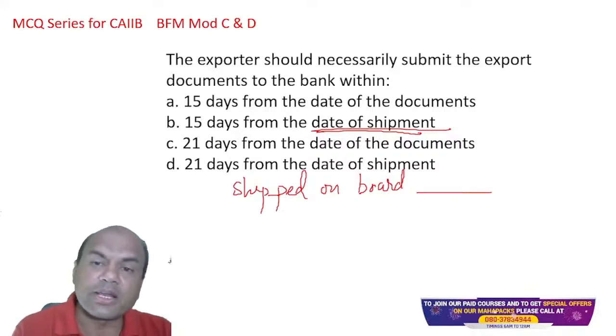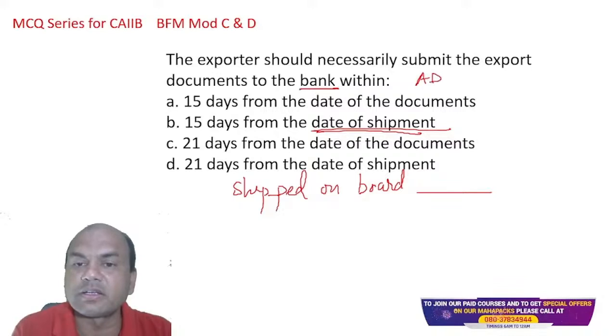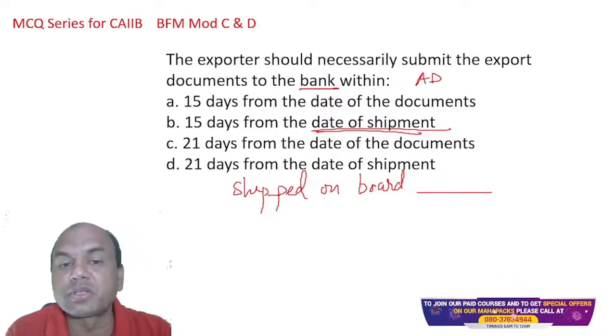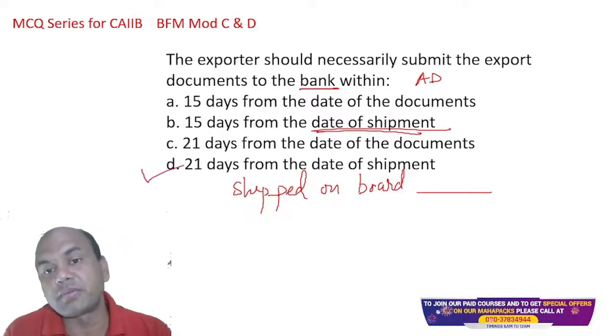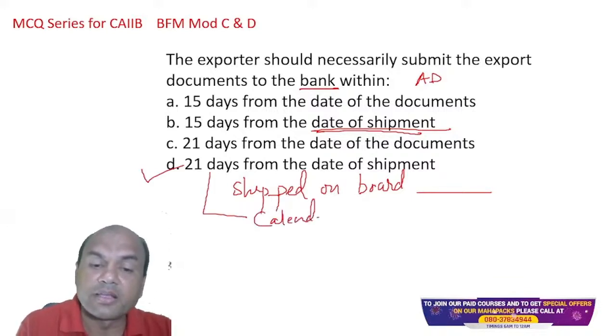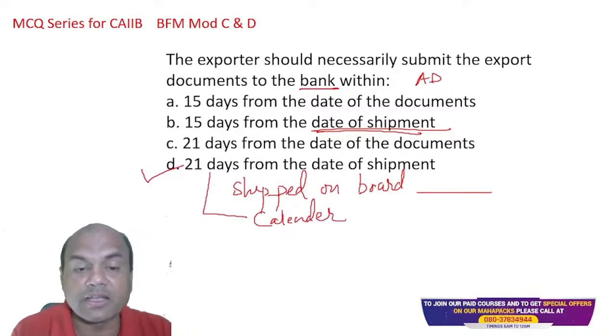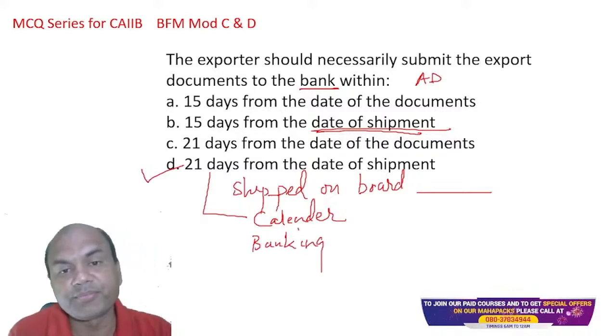So this exporter has to submit the documents to the bank. The actual word is not bank, it is called AD, authorized dealer. So the exporter has to submit the documents to the AD within 21 days from the date of shipment. Remember, 21, and these days are calendar days. There are two kinds of days in banking: one is calendar, second is banking days, whenever banks are open.